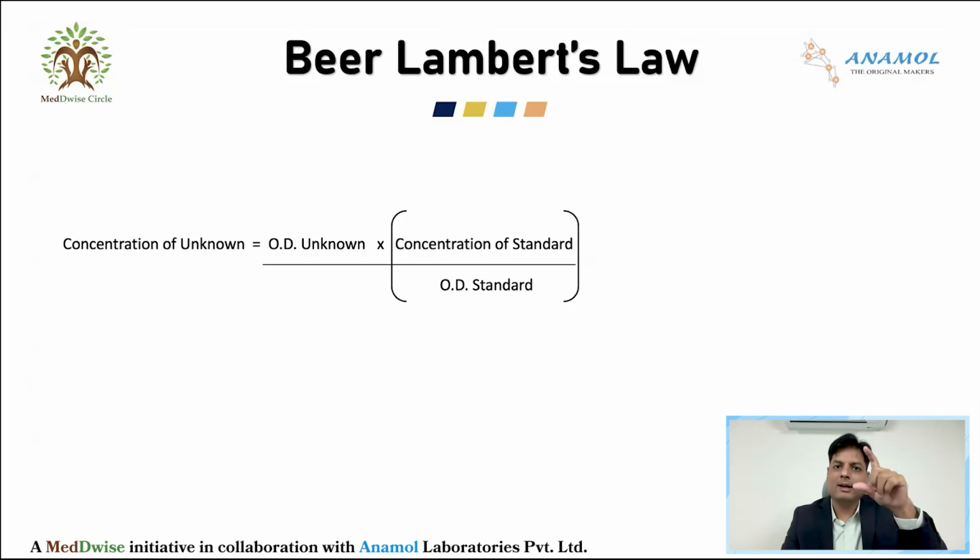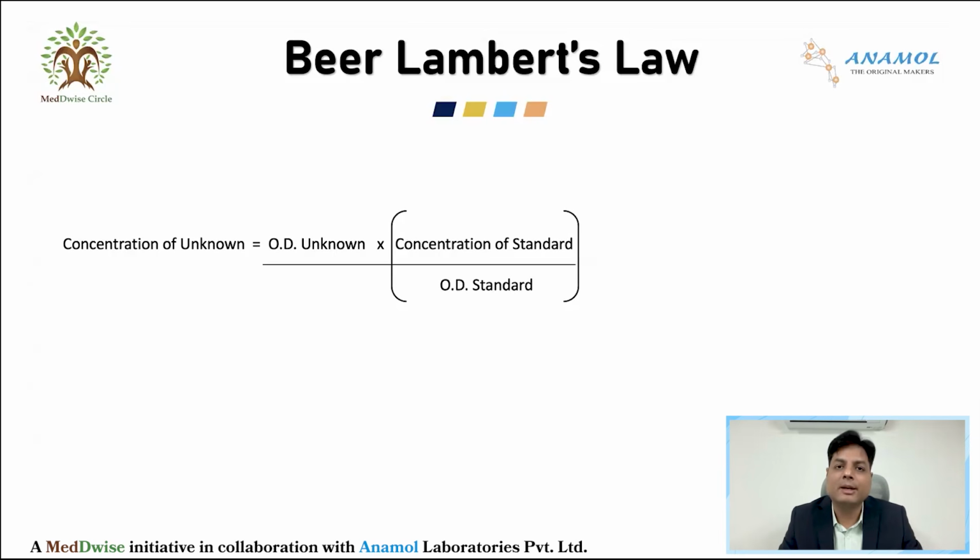Now, whenever I run the standard, which means I will take the reagent and I will add the standard in the reagent, and the standard will form a color. This reaction mixture will form a color and I will note the absorbance by passing light through it. Now, if I get the value of the absorbance as 0.25, will this value change over a period of time?